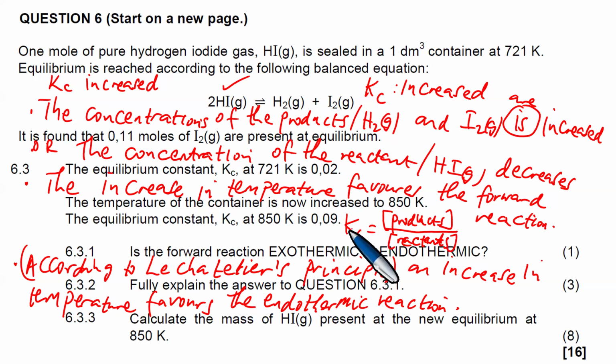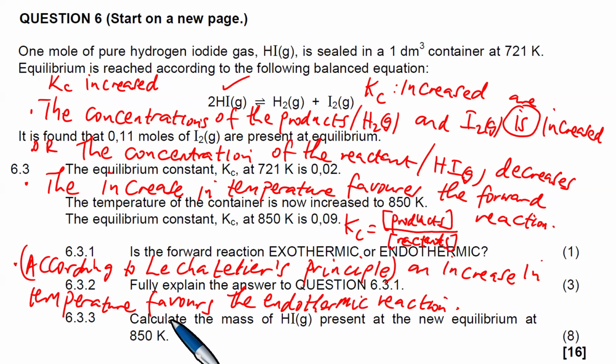So when the Kc increases, it means the concentration of the products increased, and the concentrations of the reactants decreased. So the increase in temperature favors the forward reaction. How does it favor the forward reaction? Because the Kc increased, and Kc increase means the products became larger in concentration, and for them to become larger, it means that the forward reaction was favored.